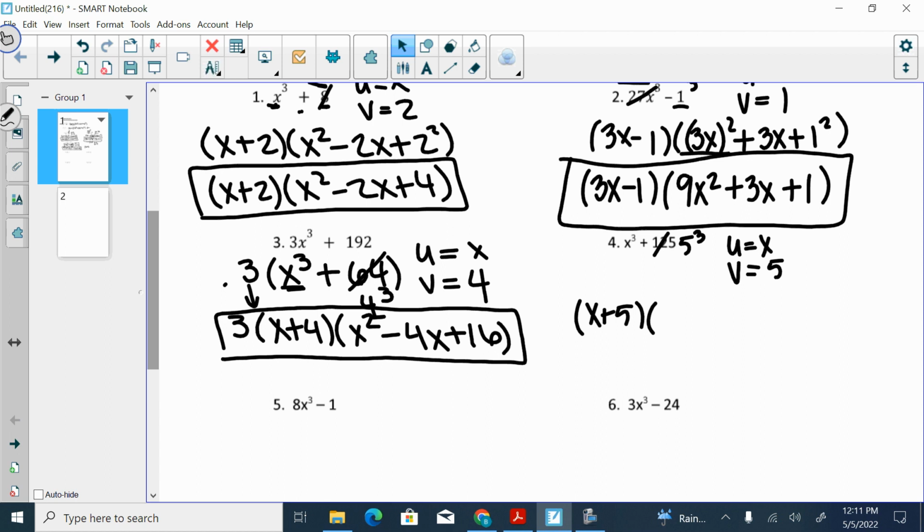And then we have another parenthesis that starts out with u squared. What's our u squared? Very good. Minus u times v, which for us would be, very good, plus v squared, which would be 25. Very good.